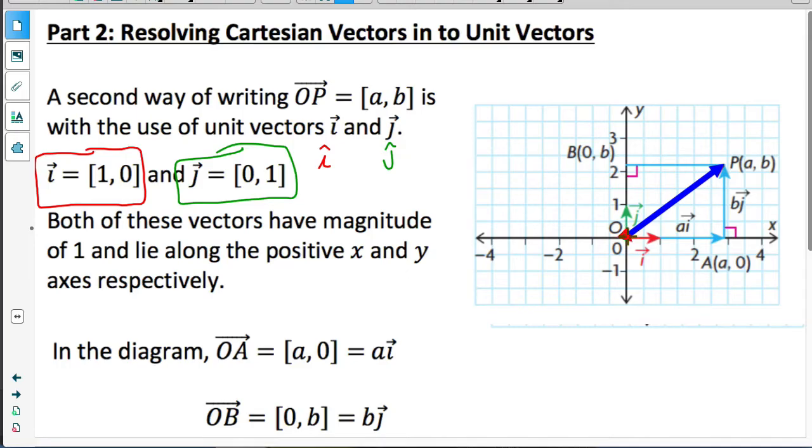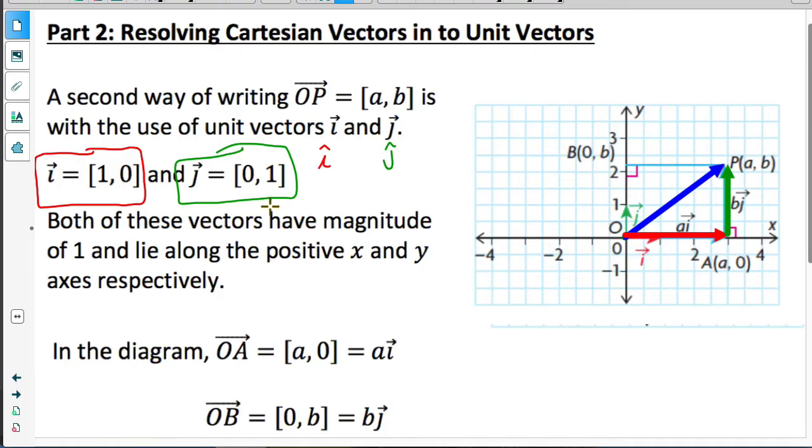So its horizontal component would look like this, which is collinear with i, right? It's parallel to i, so I could express that as some multiple of unit vector i. Let's say a times unit vector i. And the vertical component I could express as some multiple of unit vector j, right? Unit vector j is perfectly vertical. So I could express the vertical component of this blue vector as some multiple b of unit vector j. And notice that this blue vector here, vector OP, is equal to this vector, a times unit vector i, plus this vector, b times unit vector j.